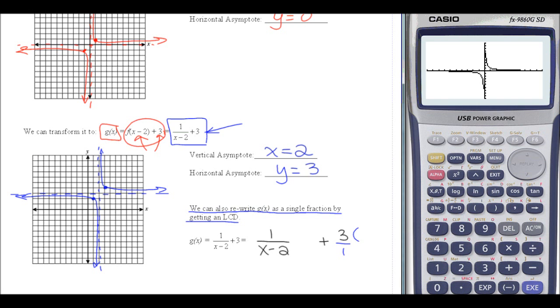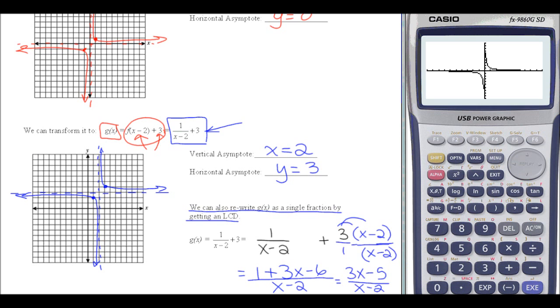In order to put that with the x minus 2 fraction, I need an x minus 2 on both the top and the bottom of this fraction, so I'm going to multiply it to the top and bottom. Now on the top, I'll have 1 from my first fraction, plus I'll distribute this 3 to get 3x minus 6. And on the bottom, I'll have x minus 2, which I usually rewrite in a prettier form of 3x minus 5 over x minus 2.